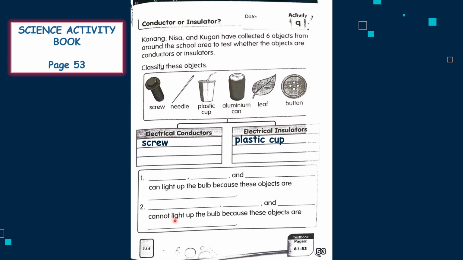And then number 2, sama juga tempat kosong. Cannot light up the bulb because these objects are. Maybe you put here plastic cup. Apa lagi? 2 lagi jawapan. Cannot light up the bulb because these objects are insulators.